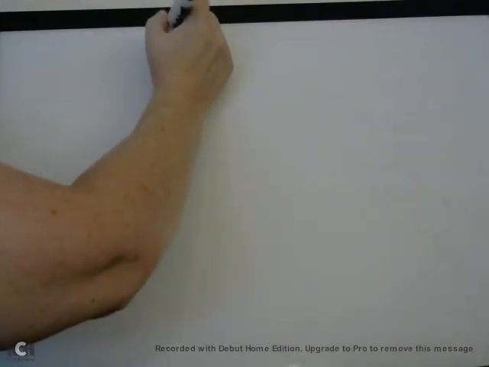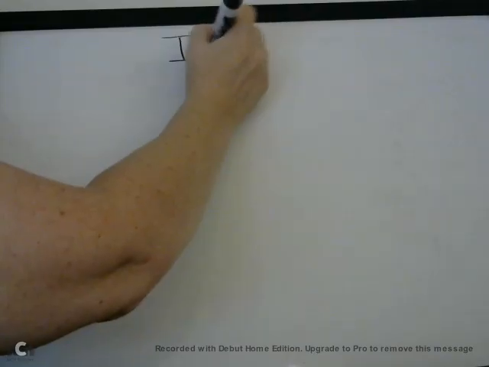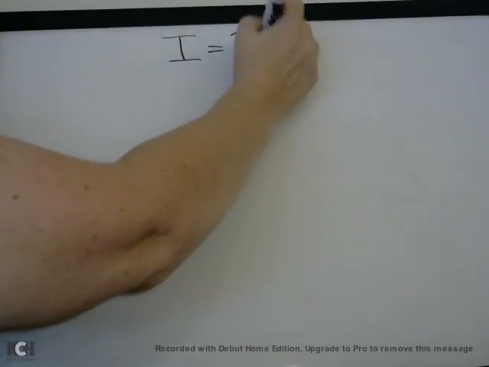Here we're going to talk about simple interest. If you look on the formula sheet that you'll be given for the GED test, you'll see the formula for simple interest is on that sheet. And it's written as I equals PRT.